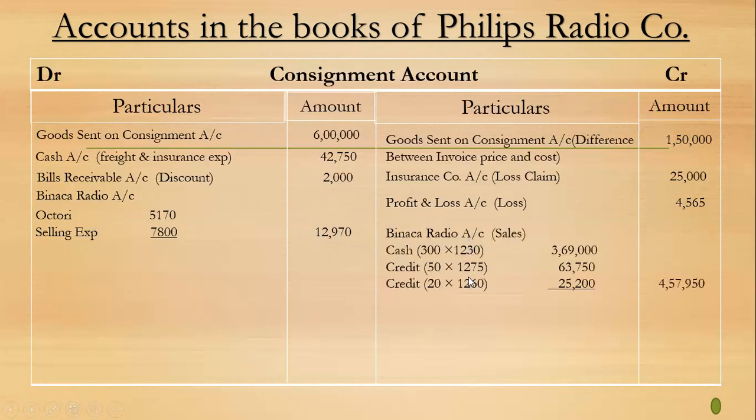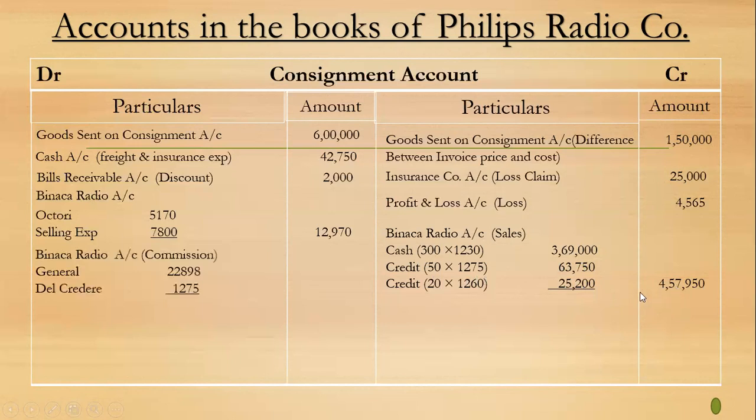Then we write down the sale. We have different selling prices, so we will bifurcate the sale. First, cash sale is of 300 radios at the price of 1,230 rupees, so the total amount will be 3,69,000. Then credit sale: 50 radios are sold at 1,275 rupees, so the amount will be 63,750. Again, another credit sale of 20 radios at 1,260 rupees, so that will be 25,200.